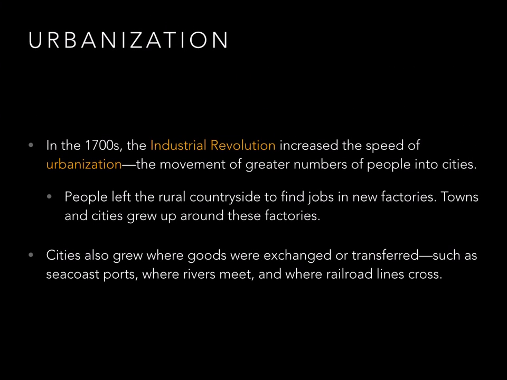Urbanization. In the 1700s, the Industrial Revolution, industrialization, increased the speed of urbanization. Factories were being built and people would move to live near the factory to work, and cities would spring up around these new factories. And the cities got larger and larger. People left the rural countryside for jobs. Cities also grew where goods were exchanged or transferred. This could be at seacoast ports, or where two rivers might meet, or where railroad lines crossed.